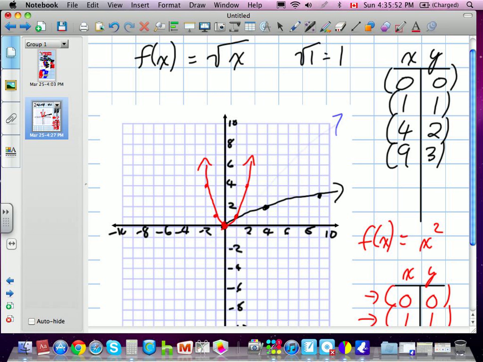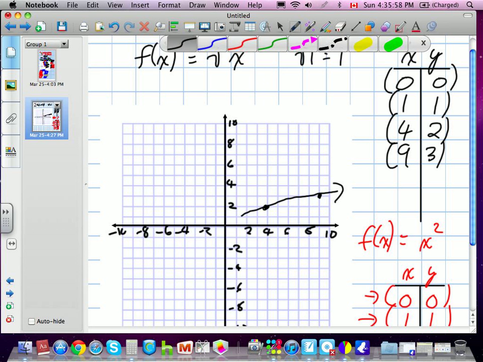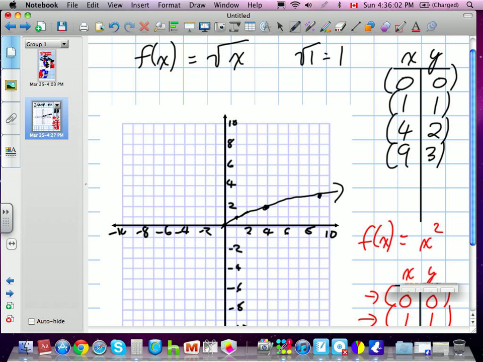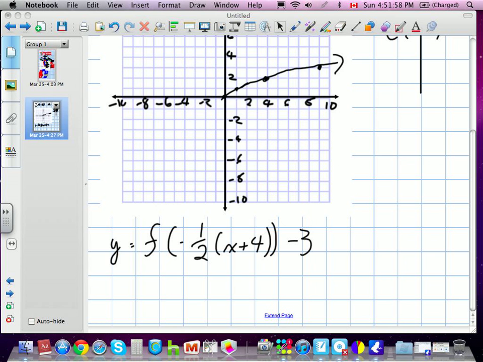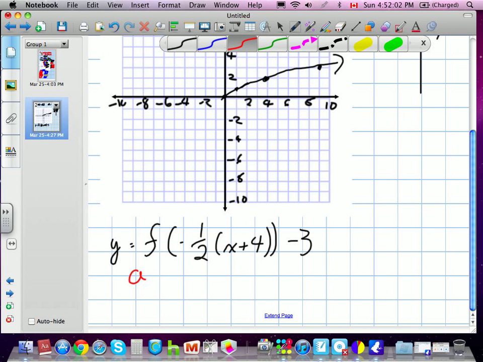Now, since we're about to transform this function, I'm just going to erase our parabola off of the grid just so we have a little more room to make sense of it. Okay? But that's what the differences are between those. Put this back. So now we got our function. Okay, so they have this transformation here for us.